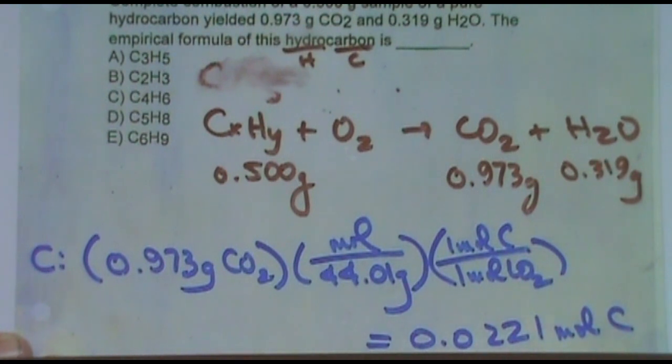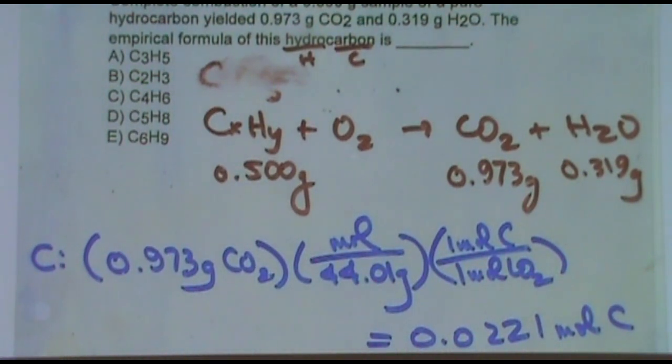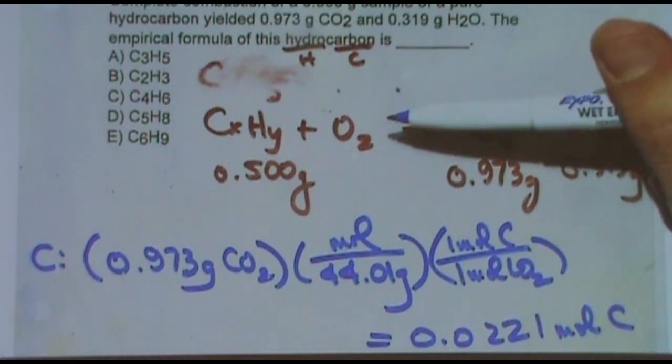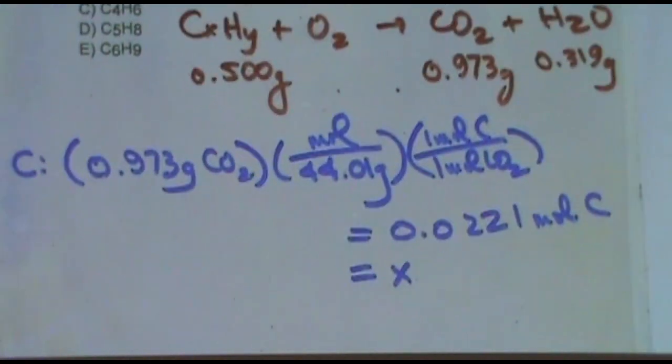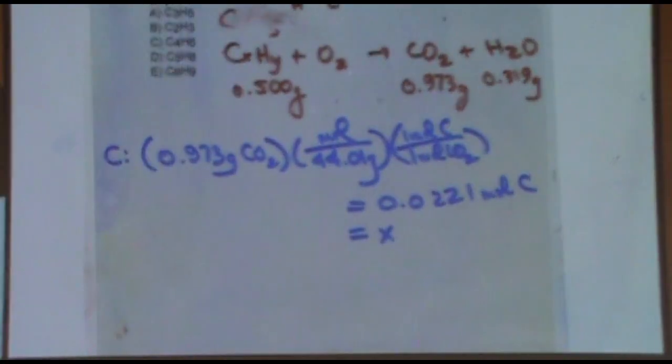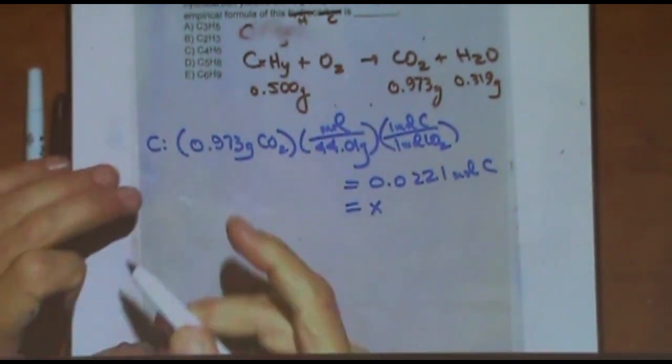This is also x. When you find moles, the key unit for empirical formulas, which this is, moles, once you get moles, you have the subscript. It might not be your final subscript, but you're getting there. Next, do the same thing for H.